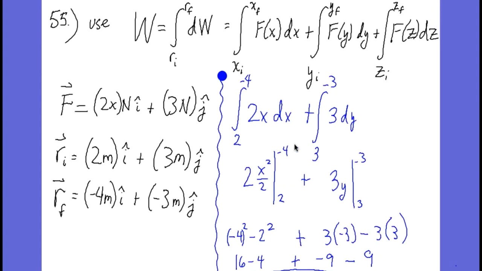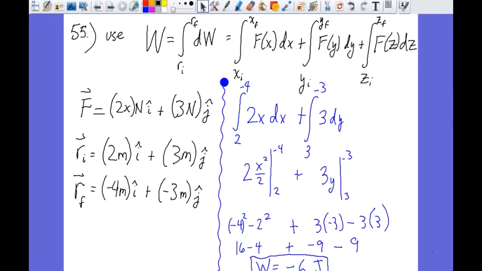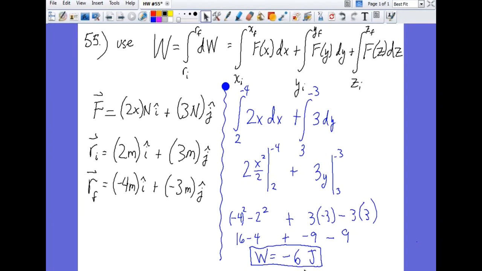So as you know, you take the final position, you plug it in, and then you subtract from that what you get when you plug in the initial position. So the 2's here, you can see, cancel out, and I'm just left with x squared. So negative 4 squared minus 2 squared. And then on the y side, plug in negative 3, and then subtract from that what I get when I plug in 3. So there's the numbers when you do the math, and when you add all those up, you get your final answer of negative 6 joules of work is done.